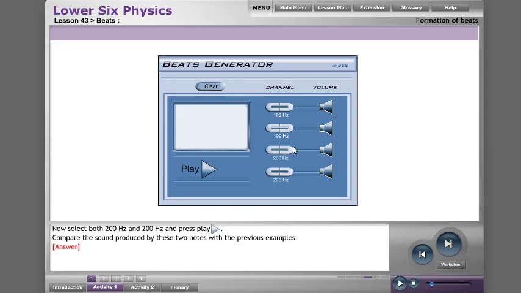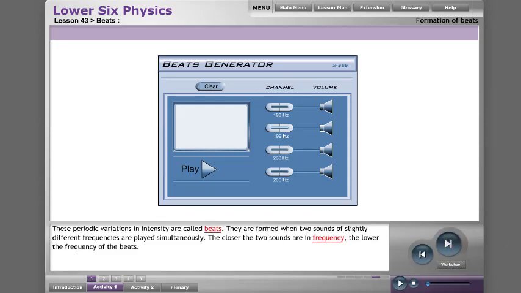Now select both 200 Hz and 200 Hz and press play. Compare the sound produced by these two notes with the previous examples. Answer: the sound produced has constant intensity.